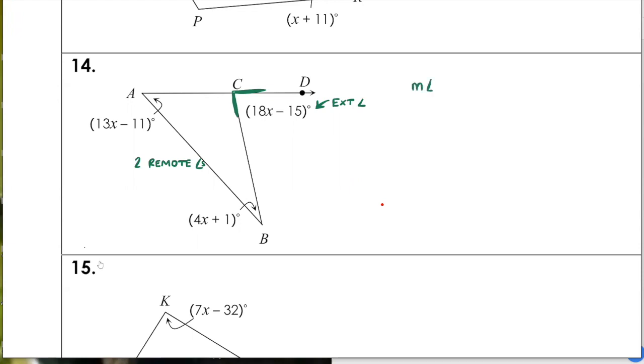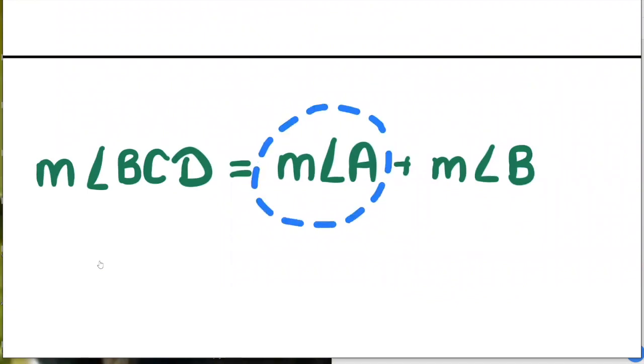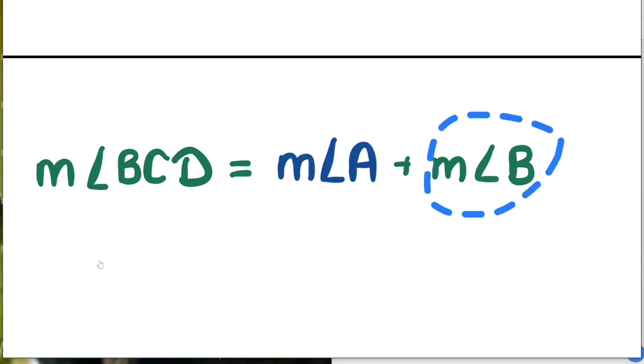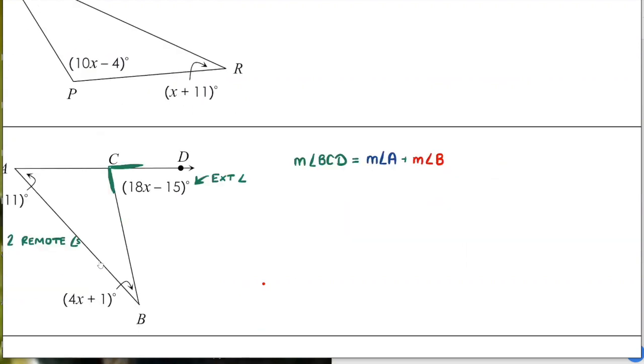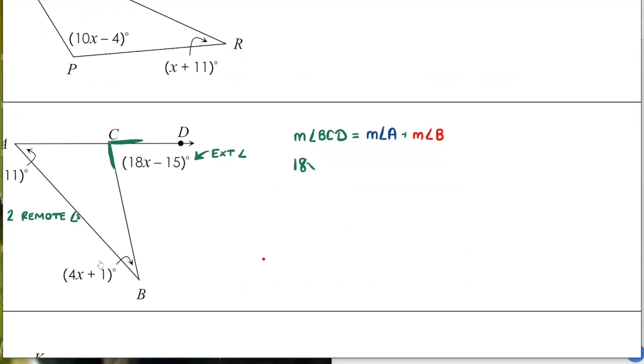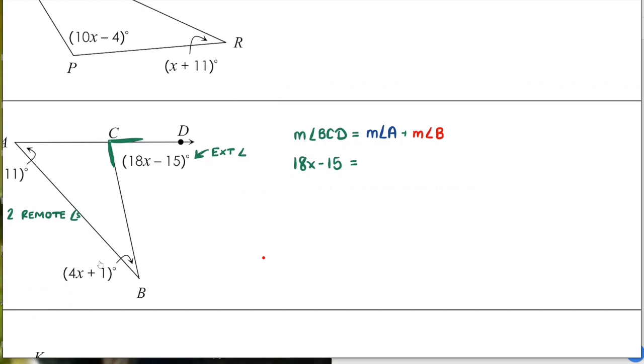The measure of angle BCD equals the measure of A plus the measure of B. All right, what is the measure of angle BCD? 18x minus 15. What's the measure of angle A? 13x minus 11. And what's the measure of angle B? 4x plus 1.